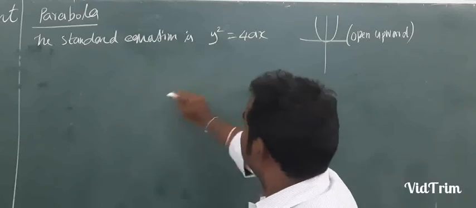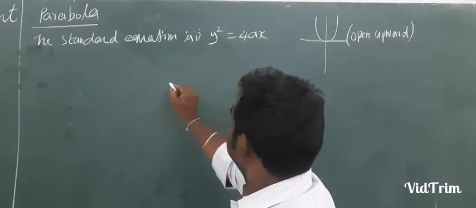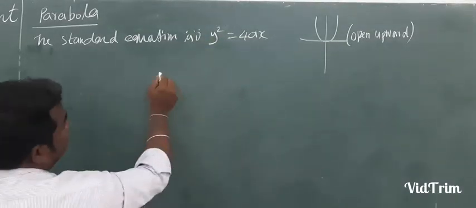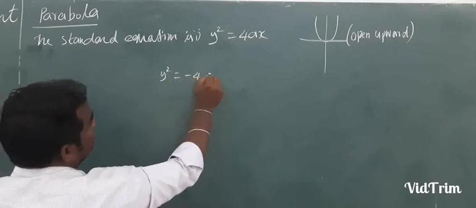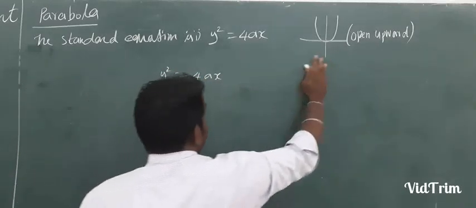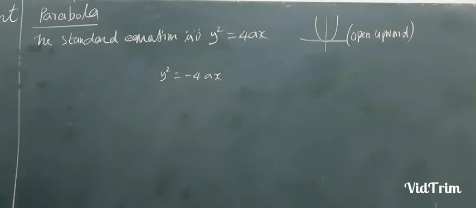So the next concept is y^2 = -4ax. Can you guess how the graph looks? Does it open downward or leftward?